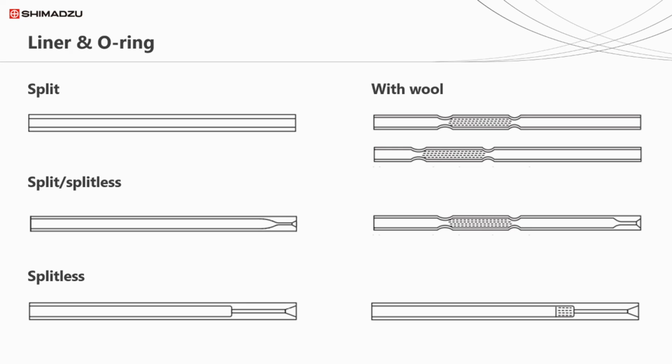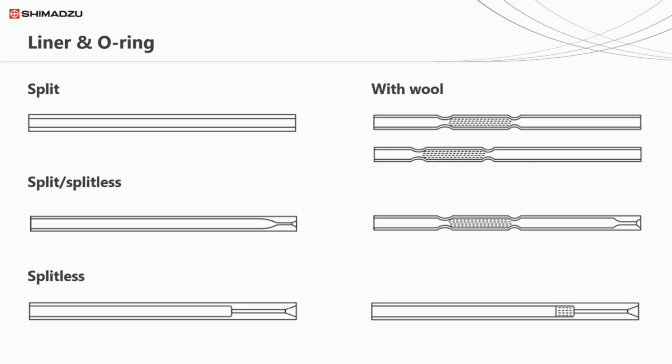The next consideration is whether or not we have glass wool. Glass wool is used to help to improve the vaporization of analytes by increasing the available surface area. It does, however, offer a high degree of reactivity, so can cause issues for some applications, for example pesticides.